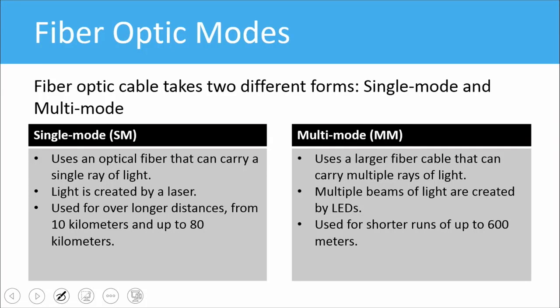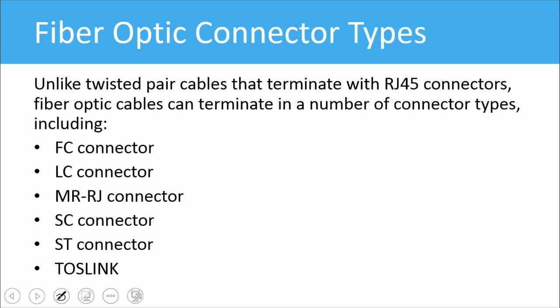But another quick thing, if you want to point back to the screen here, is that we use multimode fiber for shorter runs. Right, so it's just 600 meters, which is still a lot longer than any of your typical twisted pair cables, but it's something to be well aware of.